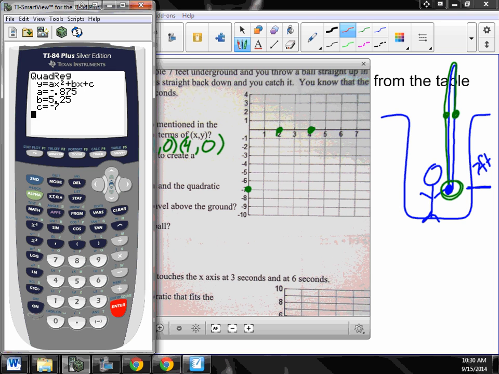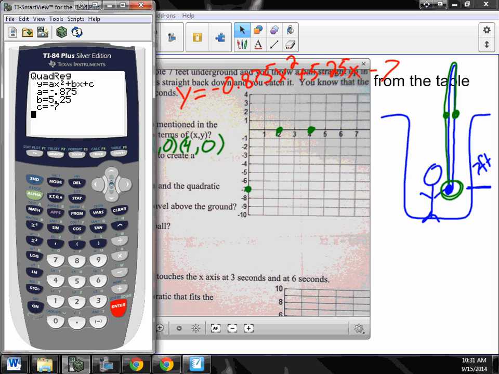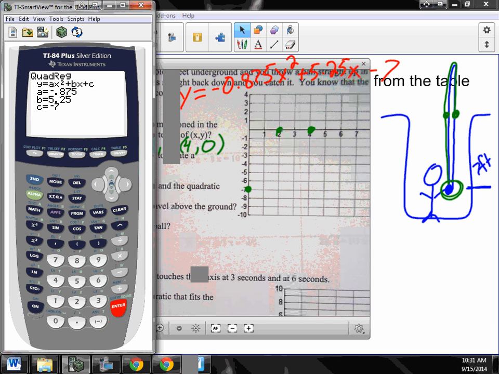Okay, let me interpret this for you. It says your equation is ax squared plus bx plus c. And then it tells you the values of a, b, and c. So the equation is y equals negative 0.875 x squared plus 5.25x minus 7. So that's the answer to number 2.